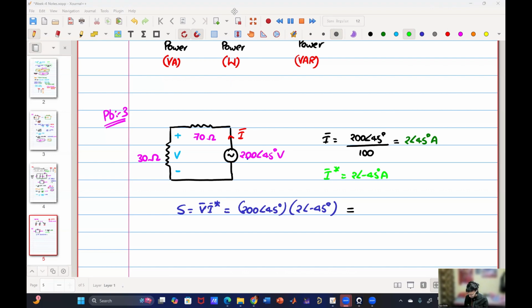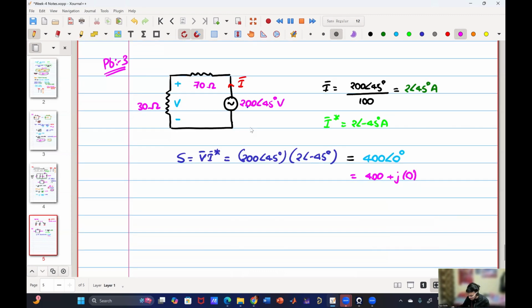Okay, sir. Vishnu said 4 angle 0, and Jnanendra Singh said P equal to 400, Q equal to 0. Very good. So now if you multiply these two, we will get 400 angle 0 degrees. Now let us expand this. I can get 400 plus j into 0. So my active power P equals 400 watt, and Q is 0 volt ampere reactive.